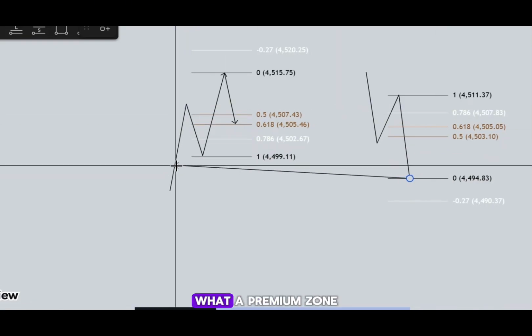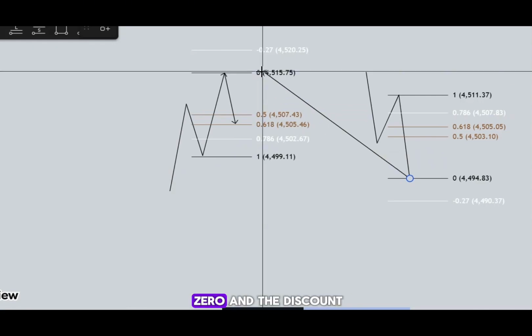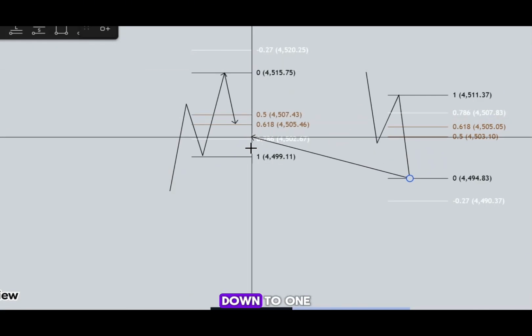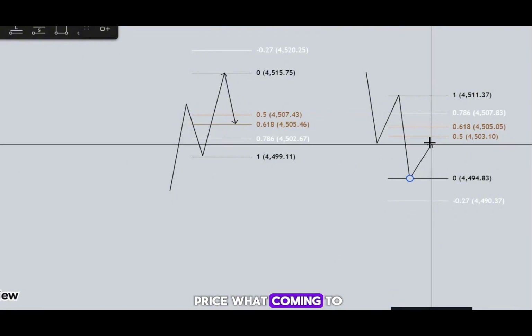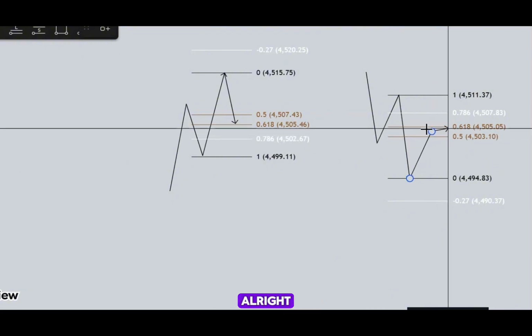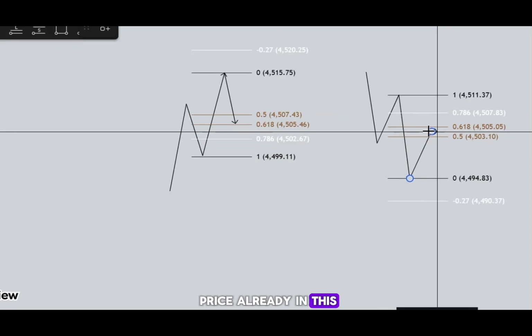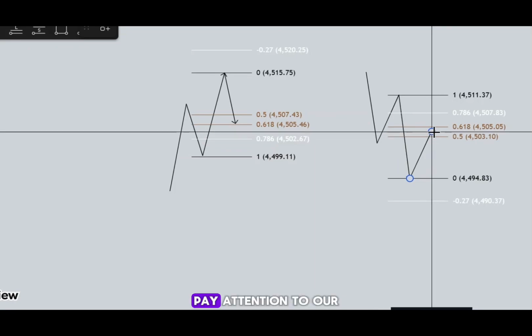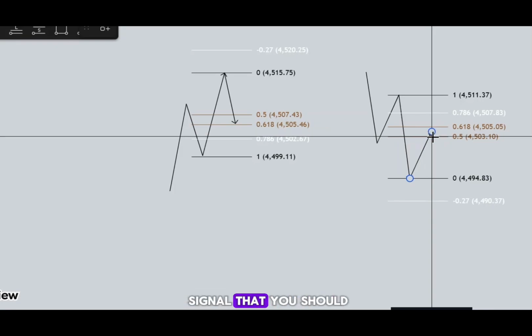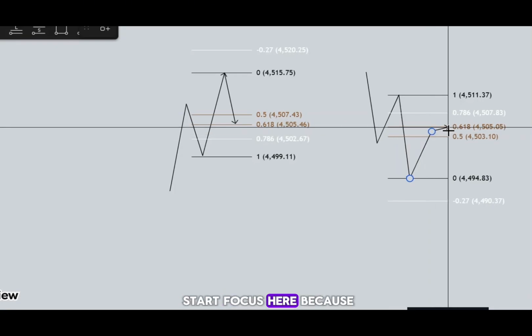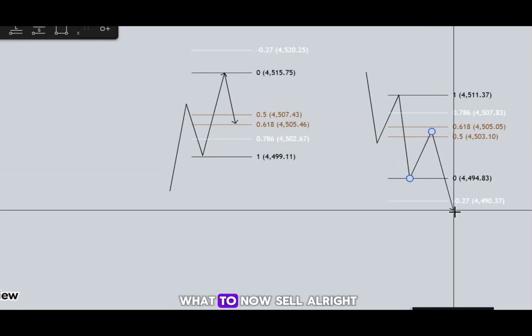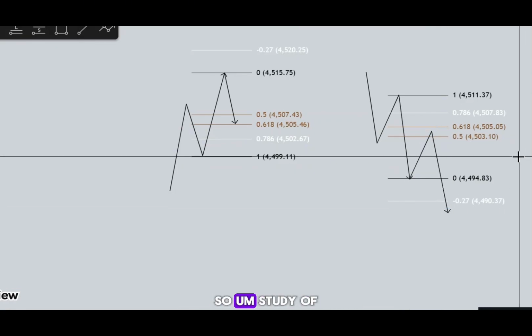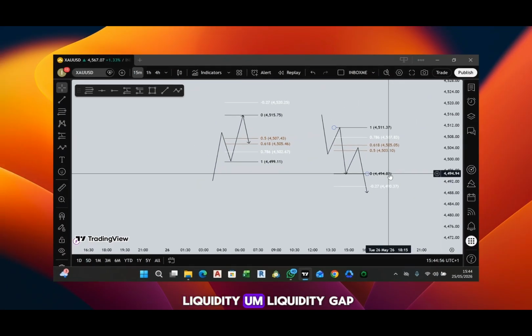And in a bullish structure, the premium zone is this 50% back to 0, and the discount zone is this 50% down to 1. So we want to see price coming to this 50% or a little bit down. When we see price already in this area, we start to pay attention to our candle formation to give us a signal that we should enter the market. This is where we start to focus, because we're expecting price to now sell. Study of liquidity, liquidity gaps, and stop orders will be explained in another video.